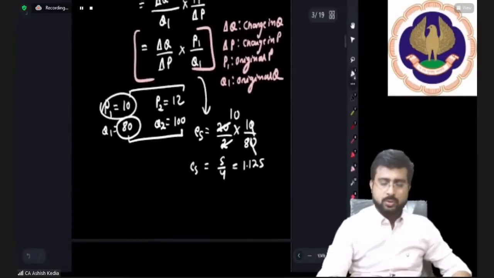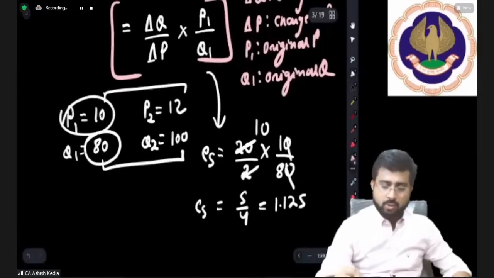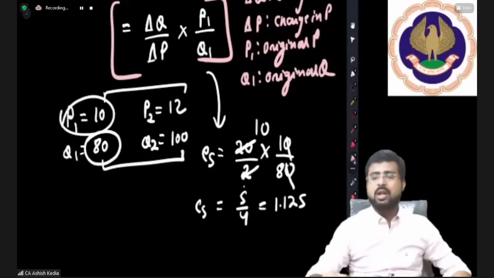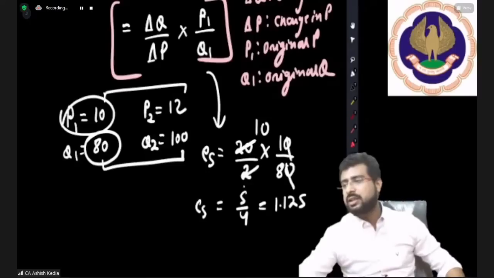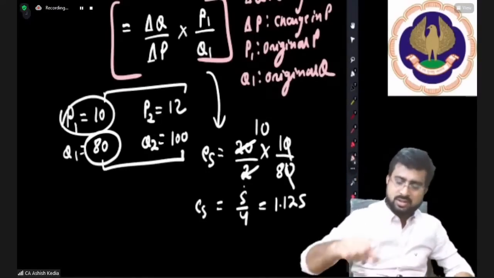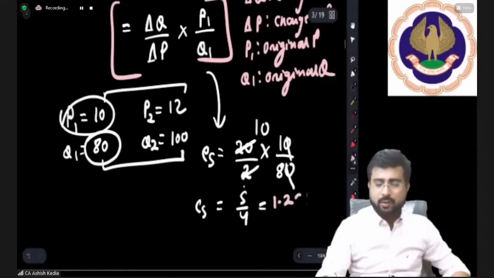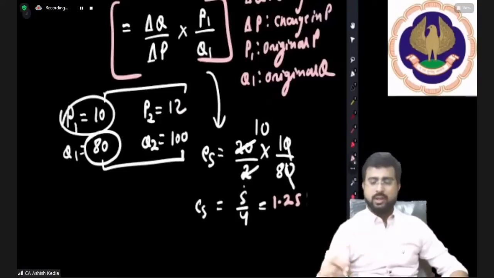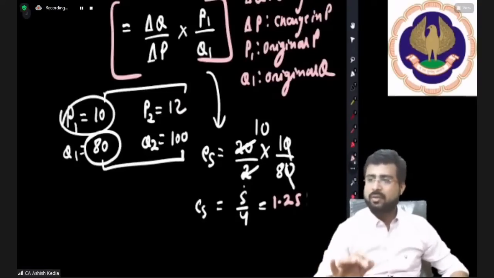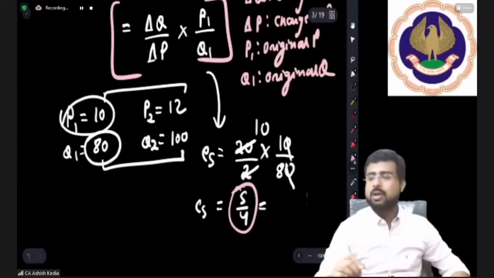So this is how you can also solve the question. What I have done is applied the same formula, change in quantity by change in price into original price by original quantity. Is it crystal clear, everybody? Very good. Just check whether it's 1.25 or 1.125. If you all are saying 1.25, I will write 1.25, no problem. 5 by 4 is coming, na? I have not done it, that doesn't matter. What matters is whether you are able to come till here or not.